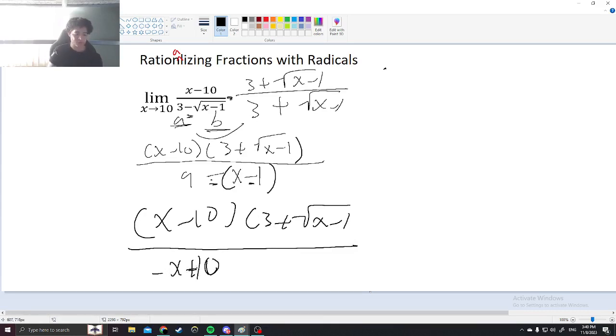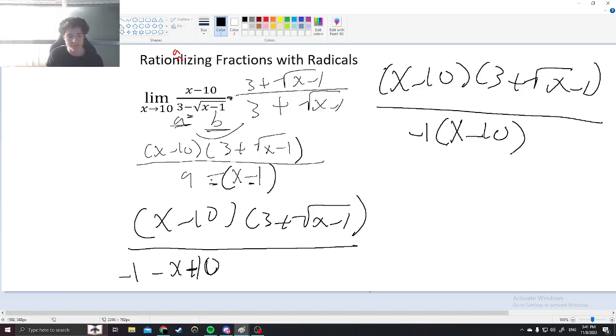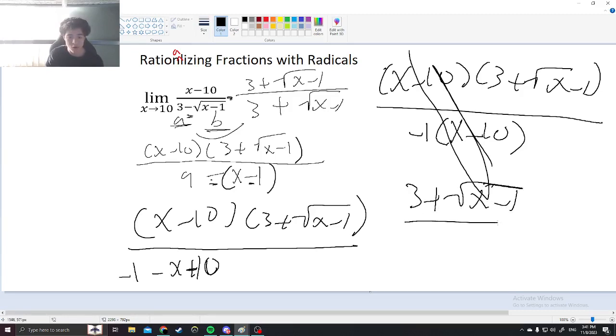But oh my goodness, nothing cancels. This is x minus 10, this is negative x plus 10. Whatever shall we do? Well, we factor the bottom, we keep the top the same. How did I forget this parentheses twice? That is crazy. 3 plus square root x minus 1 over, we're going to factor the bottom, take out negative 1. So we're going to have negative 1 times x minus 10. And look at that, now cross out, gone. So now you have 3 plus square root x minus 1 over negative 1.